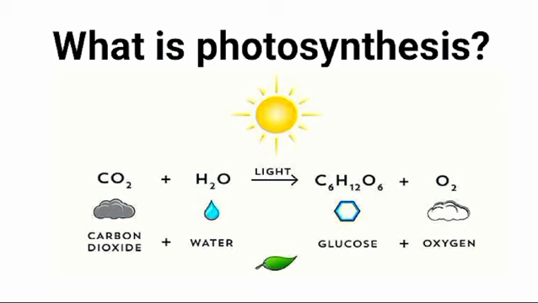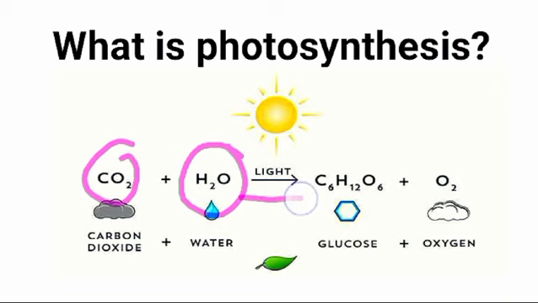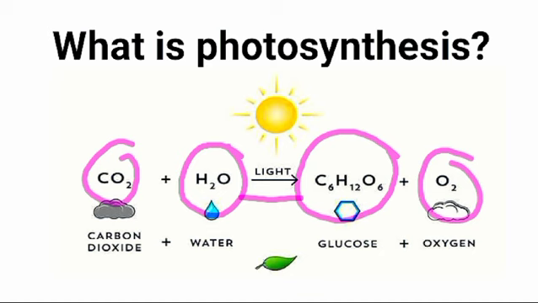Here is the equation of photosynthesis, which is carbon dioxide plus water, which is H2O, plus light energy reacts with C6H12O6, which is glucose, plus O2, which is our oxygen.